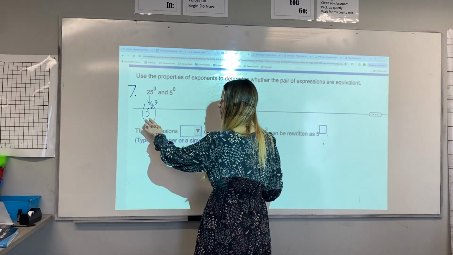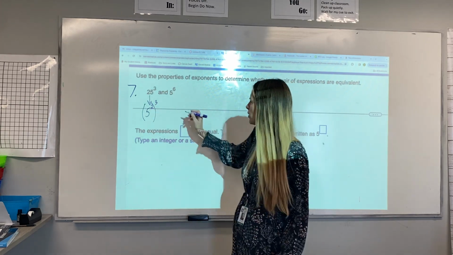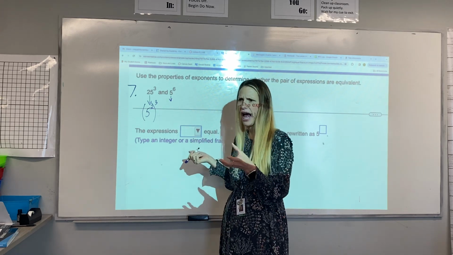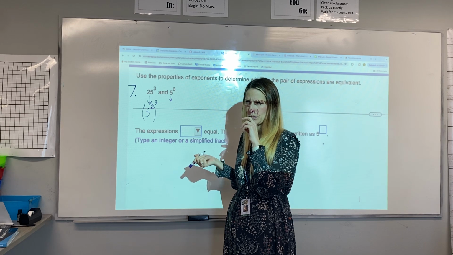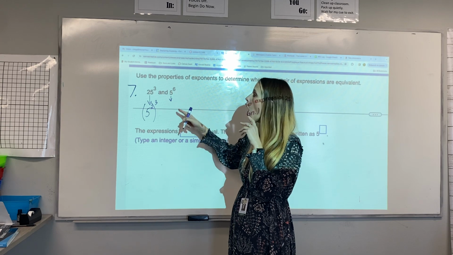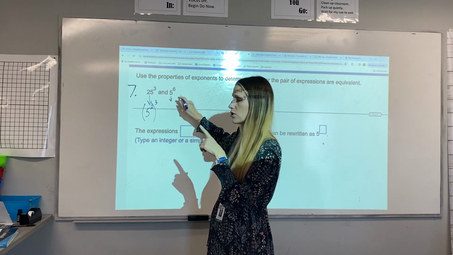Because 5 squared is 25, and then 25 cubed is 25 cubed. Is there any way to rewrite 5 to the 6th power? Is there any way to rewrite 5 to the second? So I can rewrite that. Oh, you're saying I could rewrite it as 5 squared, times.